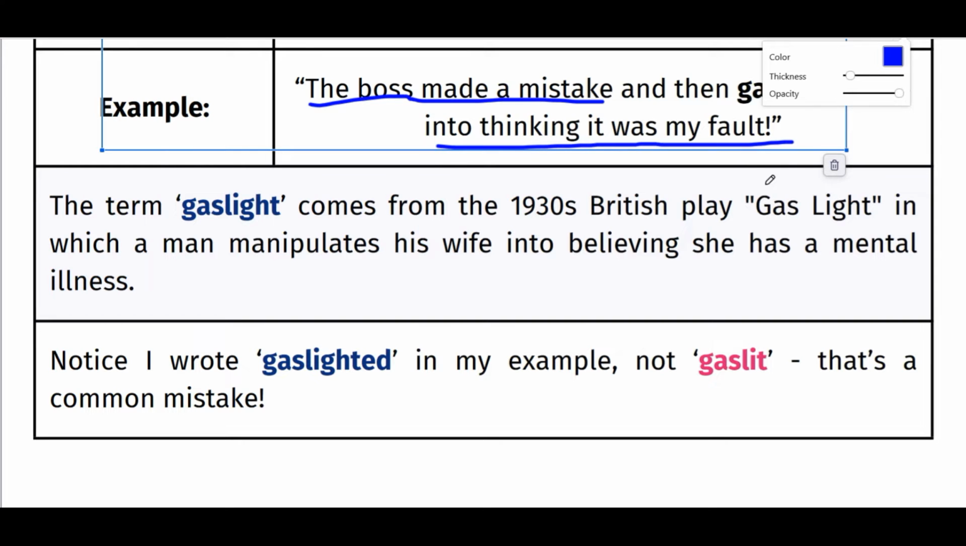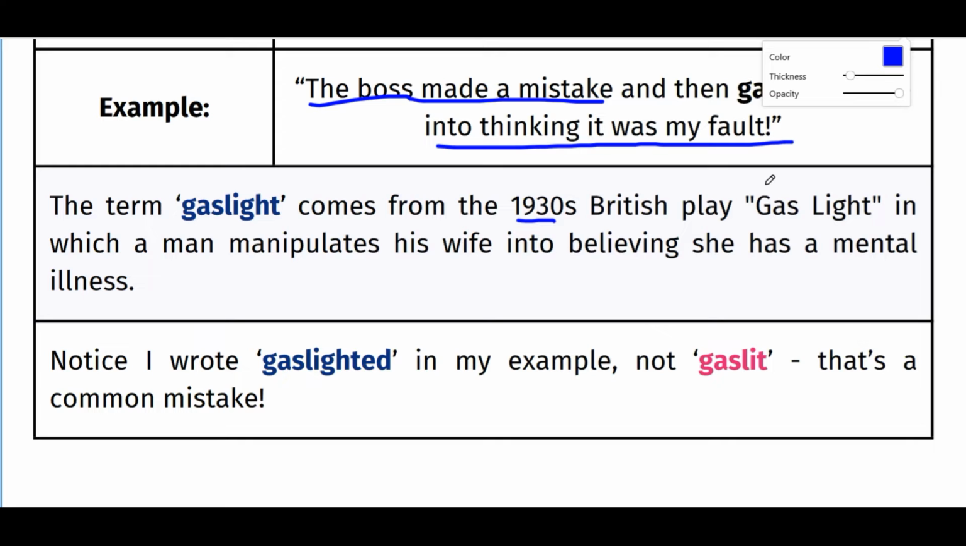Then we can say the term gaslight now comes from the 1930s British play Gaslight, in which a man manipulates his wife into believing she has a mental illness. So you play with somebody's mind, you make them feel as if they are the one with a problem. That is to gaslight or to manipulate.